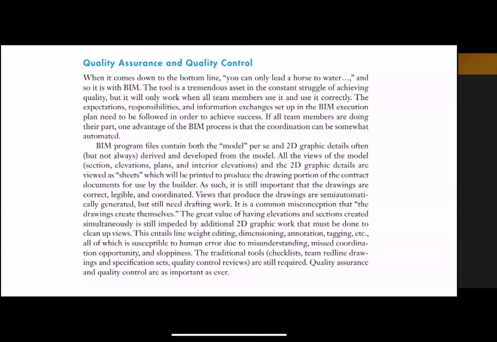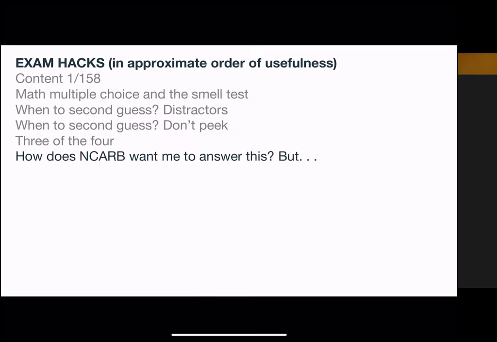And of those four, maybe two or three would sound reasonable. And truth be told, they may be reasonable. In other words, they may be part of a totally legitimate QAQC BIM strategy, but they just weren't listed in the Architect's Handbook of Professional Practice. So there is certainly some ways that NCARB, you know, kind of shoots themselves in the foot by creating something that is really, really difficult for someone to answer.